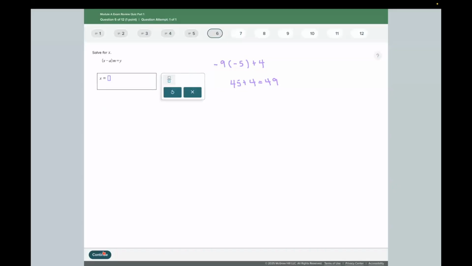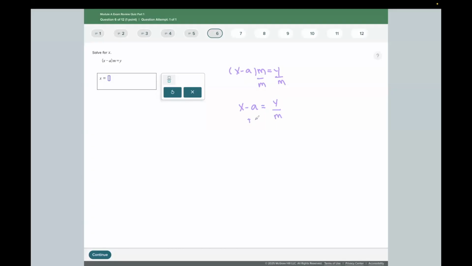All right, next, solving for x. So let's try this one out. The idea is we want to isolate x and have it on one side of the equation. So here I have x minus a times m is equal to y. Now to get rid of the m, I need to divide by it, right? So if I divide, m divided by m is 1. So then x minus a equals y divided by m.